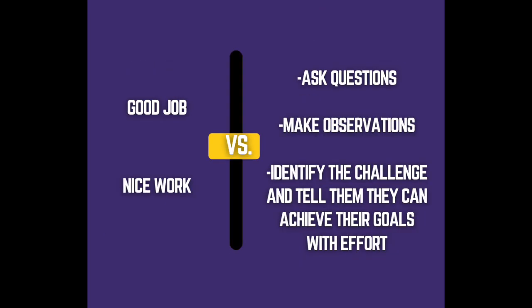Instead of saying good job or nice work, try asking a question like, how do you feel about the cushion touch? Make observations. I see that you're working really hard and trying many times to get this right. Or identify the challenge and tell them that they can achieve their goals with effort. You might say, I know that this move juggling is really challenging, but if you keep practicing, I know you'll improve.